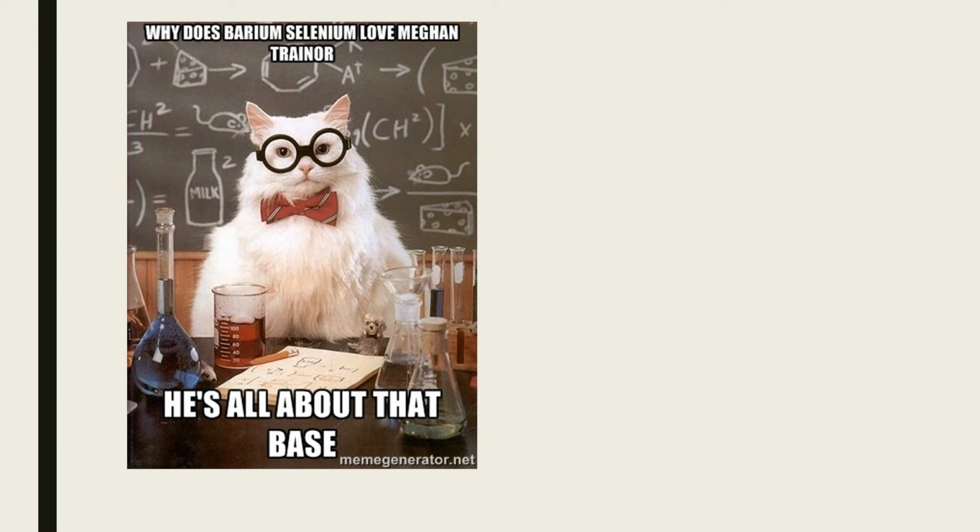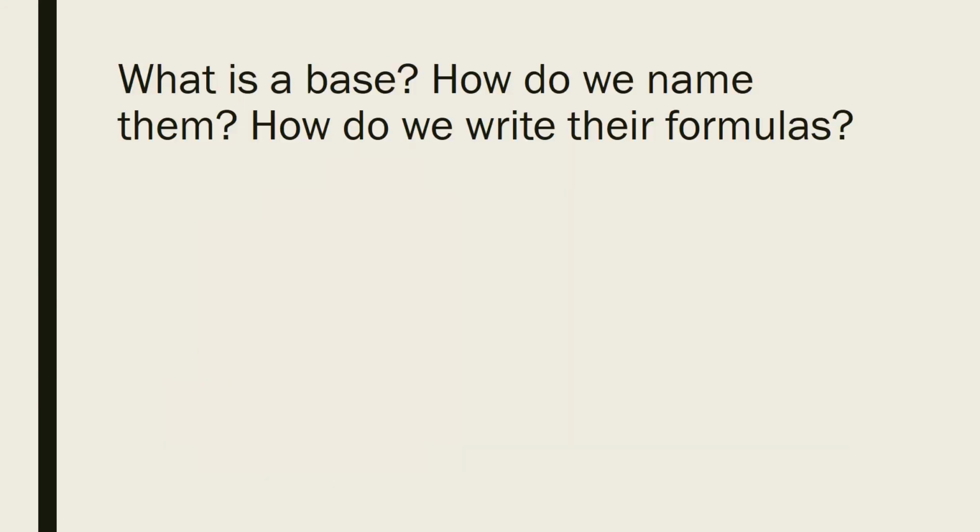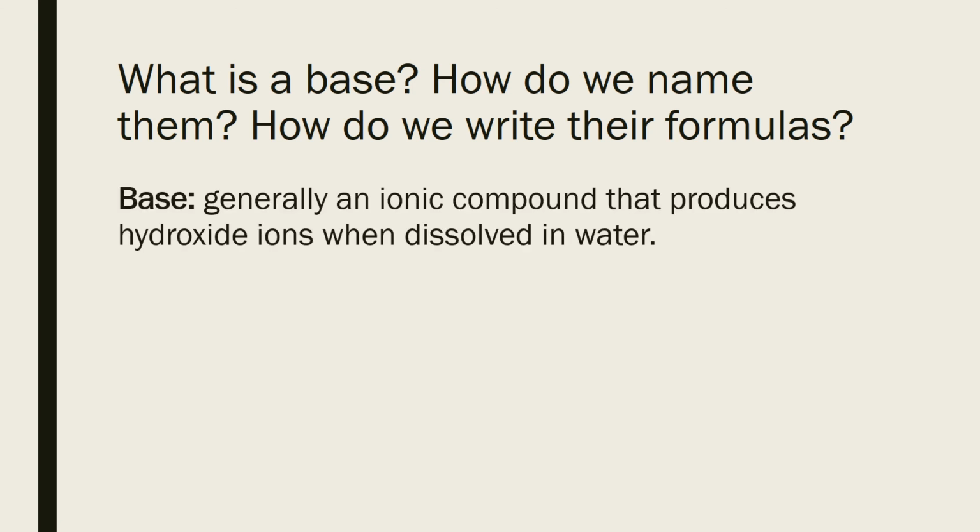So what about the other side? What about bases? Why does barium selenium love Meghan Trainor? Because he's all about that base. Just like NaOH is a base. What is a base? How do we name them? And how do we write their formulas? A base is generally an ionic compound that produces hydroxide ions. Hydroxide is a polyatomic OH -1. And that happens when it's dissolved in water.